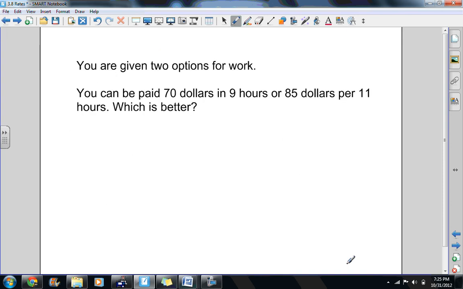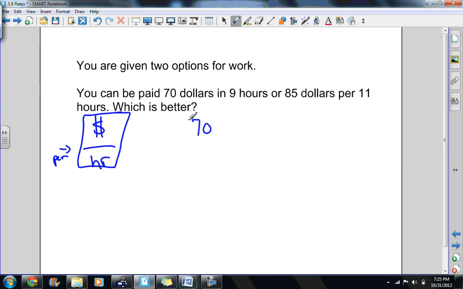So, we're going to start giving a couple examples of some real-world problems. I like rates because they give us some really cool real-world examples. Like, you are given 2 options for pay. You can be paid $70 per 9 hours, or you can be given $85 per 11 hours, and you have to say which is better. Now, when we're looking at our labels, we care about dollars per hour. And we know the word per means division. So that's our label, and our label just told us how to do the problem. Dollars on top, hours on bottom.